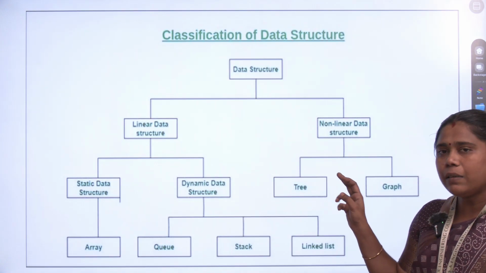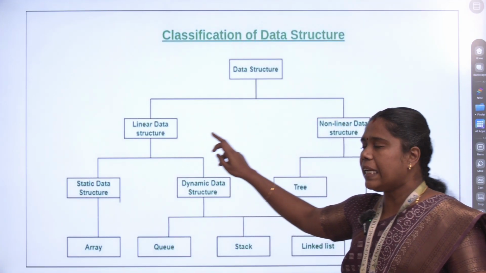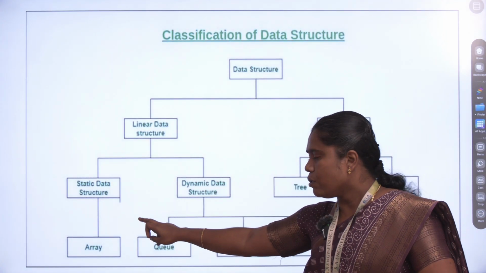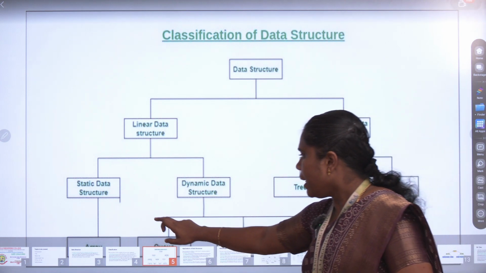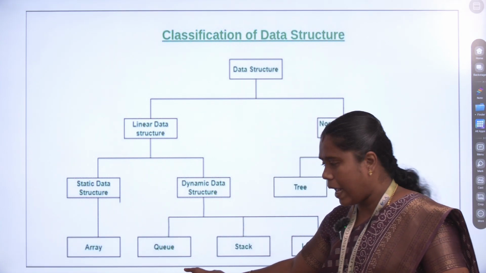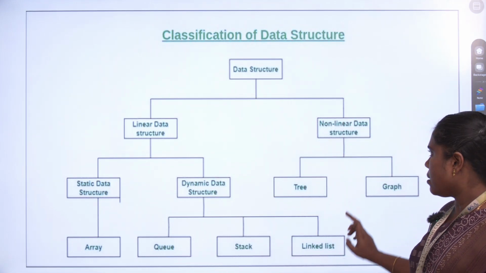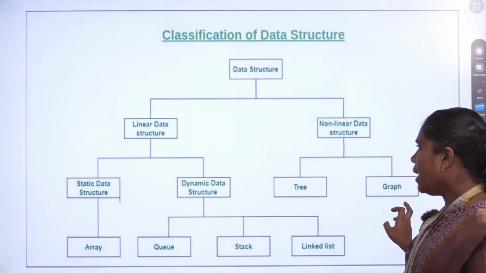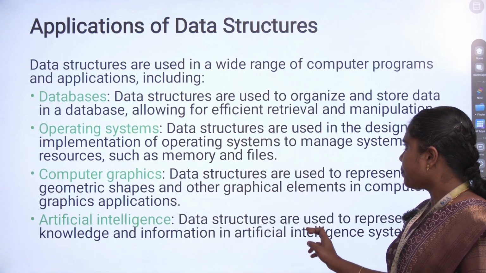The next part is the detailed classification. Data structure is divided into two types: linear data structure and non-linear data structure. Linear data structure consists of a static data structure and dynamic data structure. Here the static data structure includes arrays and the dynamic data structure includes queues, stack and the linked list. Then the non-linear data structure is classified again into trees and graphs. So this is the overall classification of the different data structures.